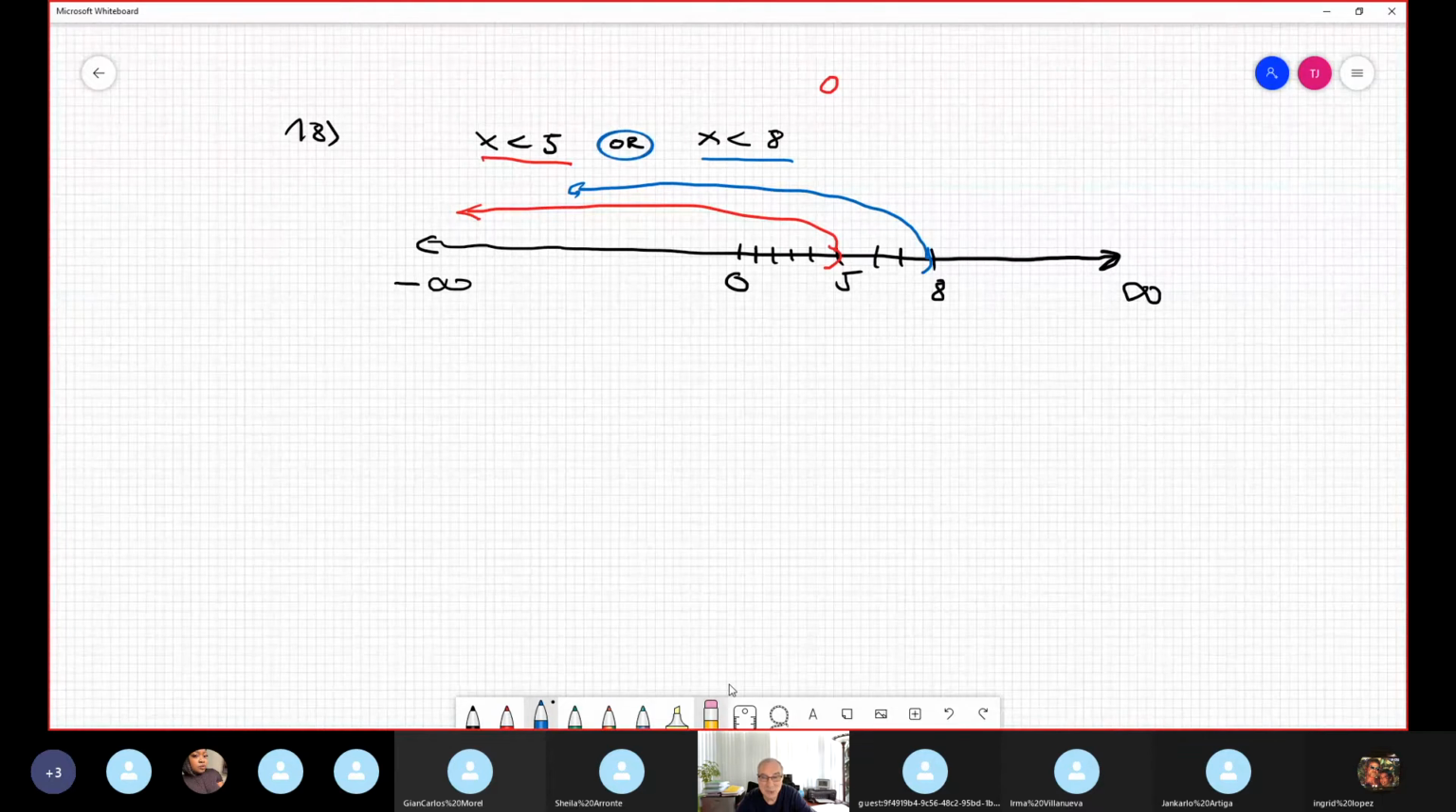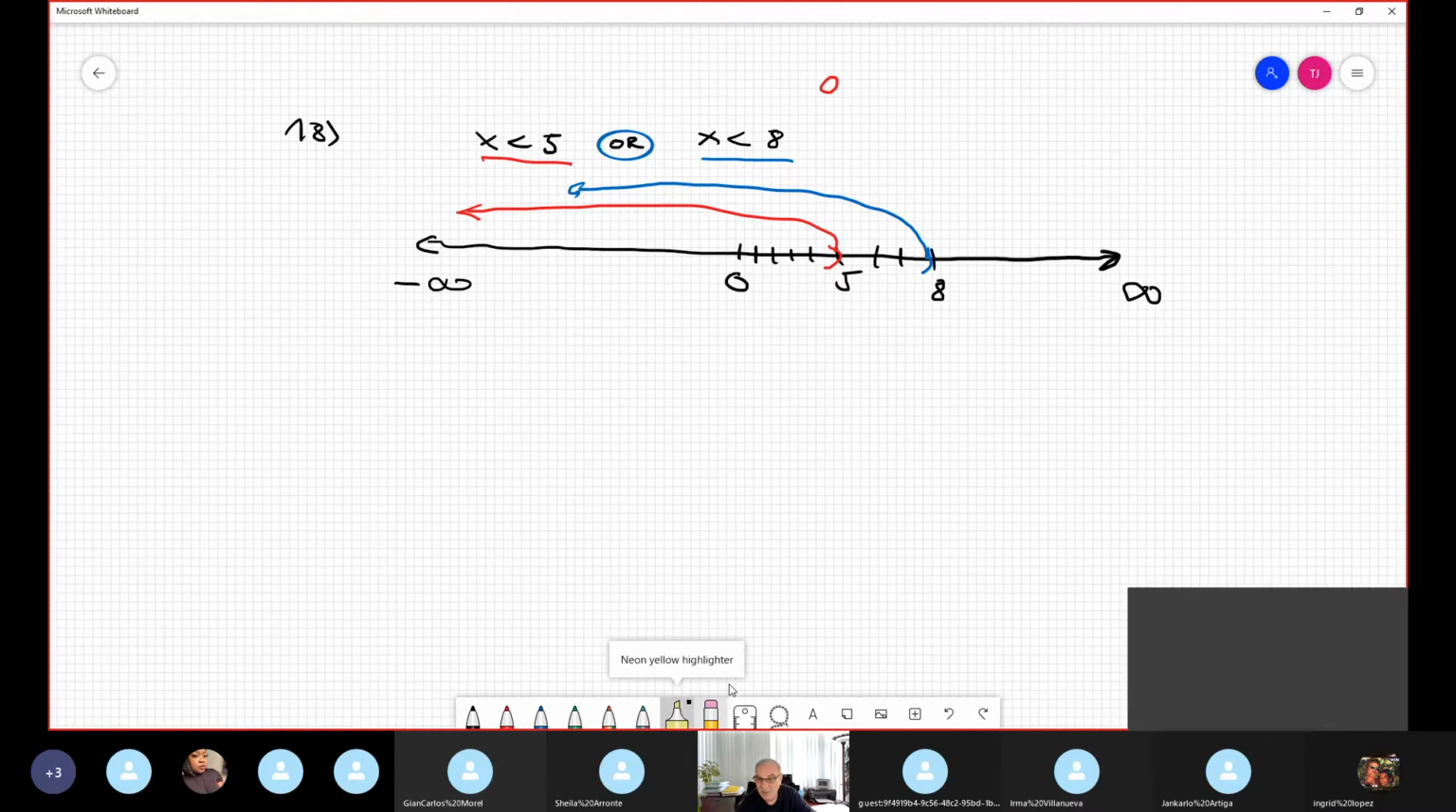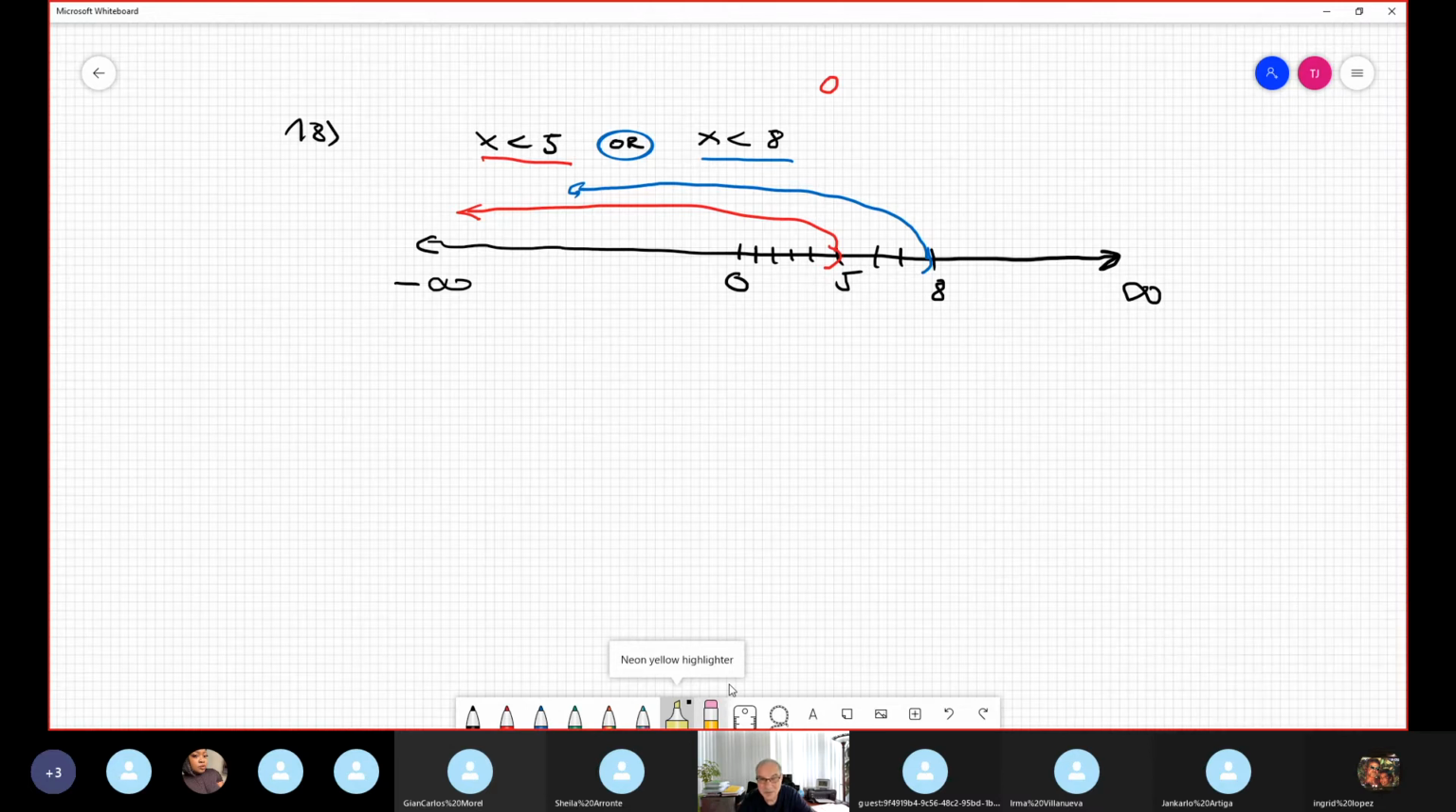And OR is like addition. It's union. So what is the union between red and blue? Help me to understand this. What is the union? OR is union. What is the answer? Everything from negative infinity to... no, 8, Professor. Exactly. To 8. Stop there.